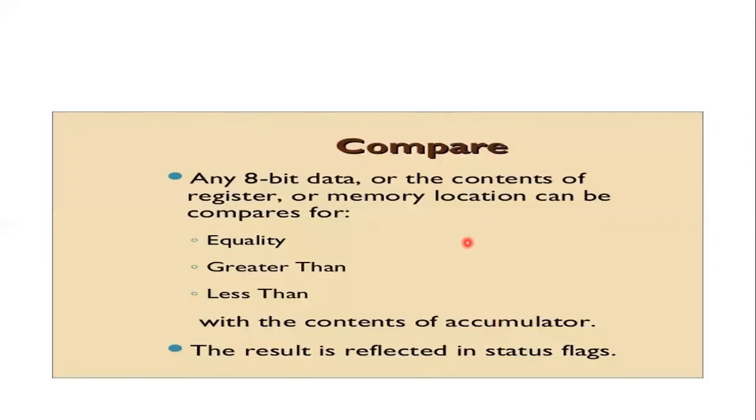Okay, the next is compare. So any 8-bit data or content of a register or memory location can be compared for equality, that is equal, greater than, less than, with the content of the accumulator. And the result is reflected in the status flags.